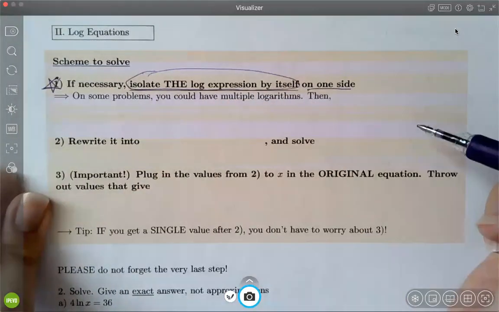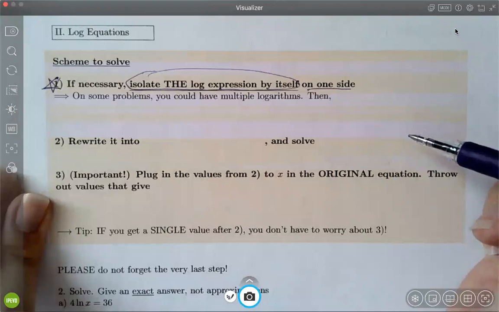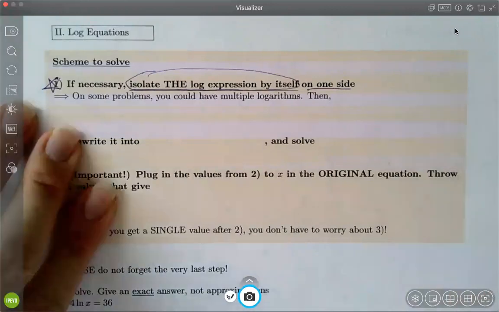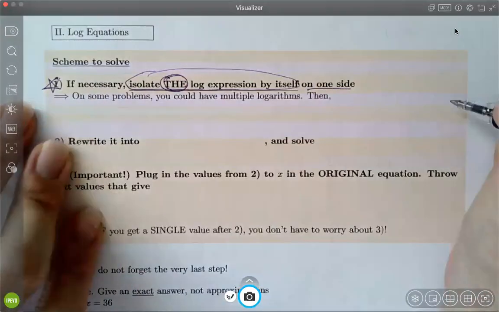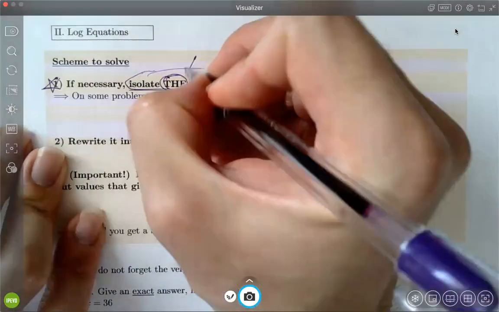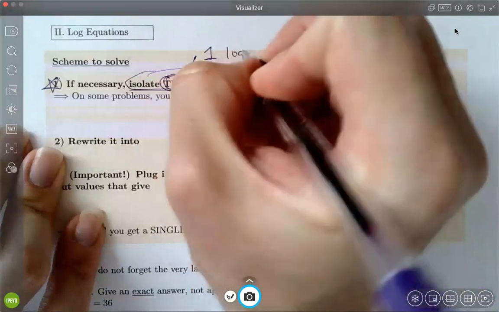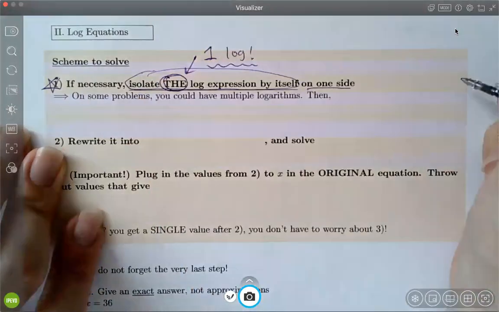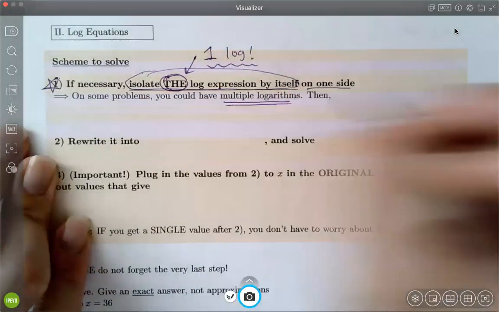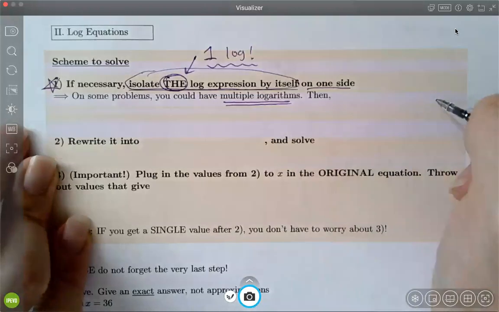Now, here, how many logs do we have on one side? 1. And how do we know it? The log. Isolate the log expression by itself on one side. Well, what if you have multiple logs? Then what you have to do is combine them into a single log.